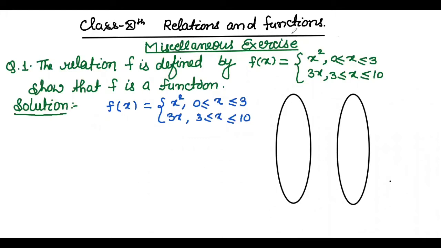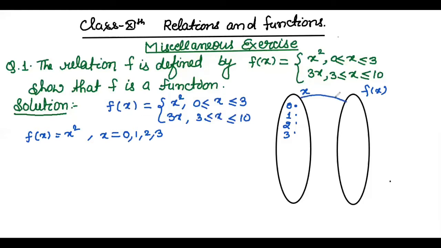So the first question is, the relation f is defined by f(x) equals x square, where x is greater than or equal to 0 and less than or equal to 3. Means f(x) equals x square when x equals 0, 1, 2 and 3. Here also I am defining 0, 1, 2 and 3. This is x and this is f(x). Now we have to show that f is a function.